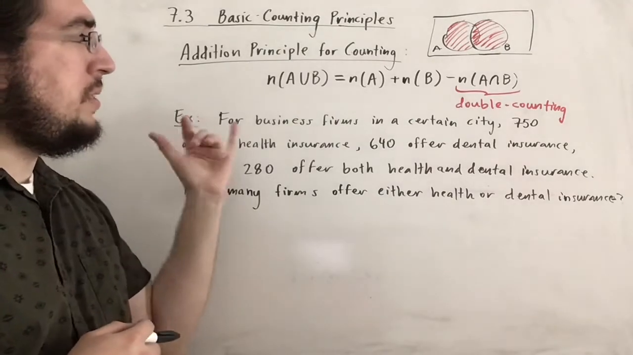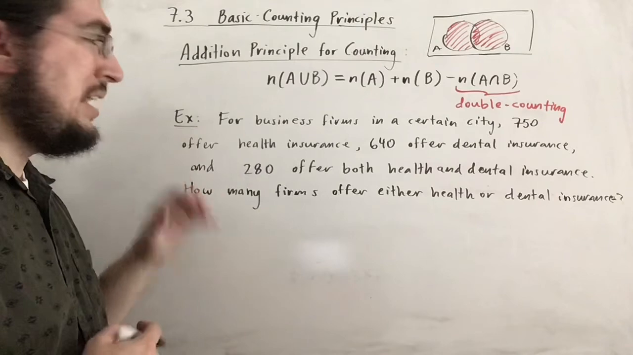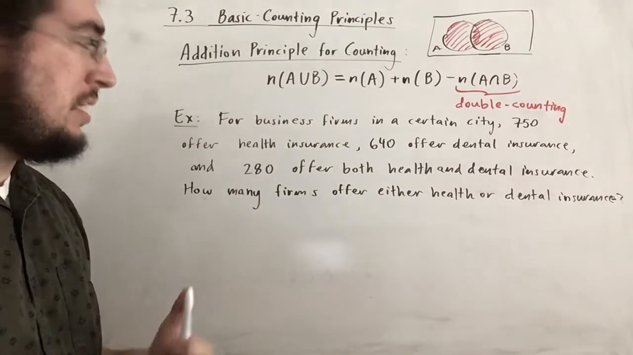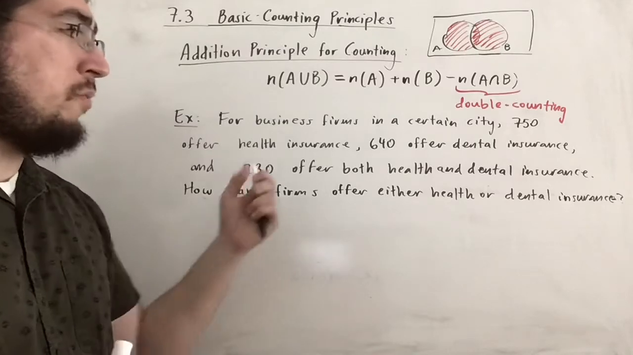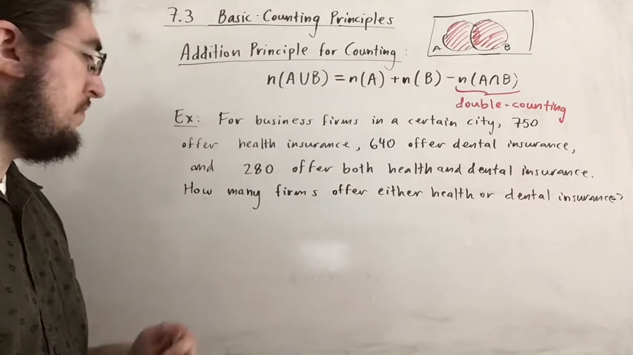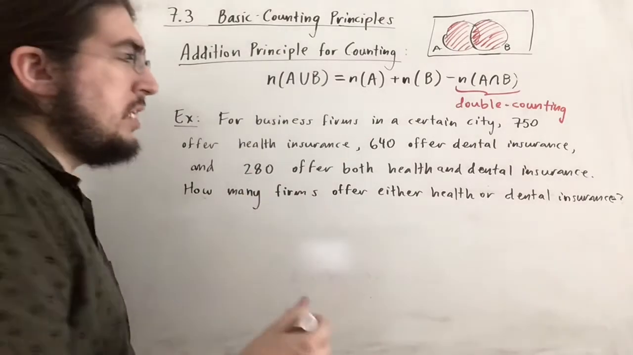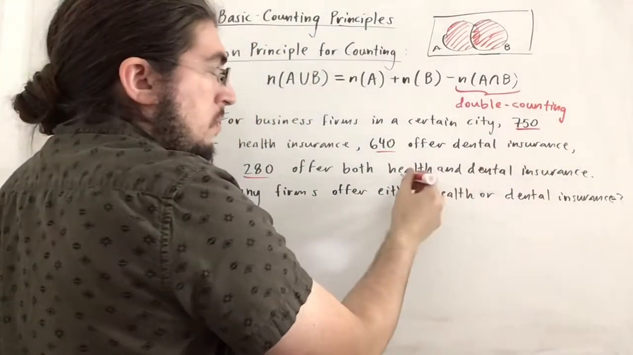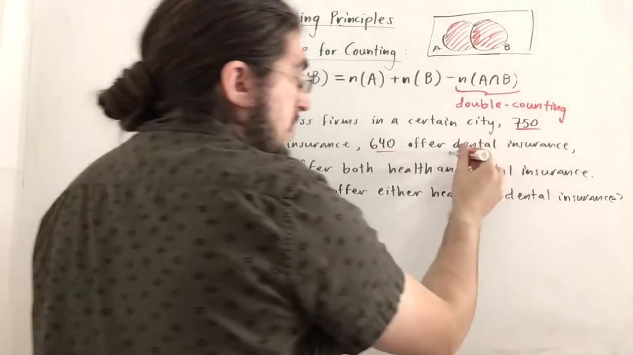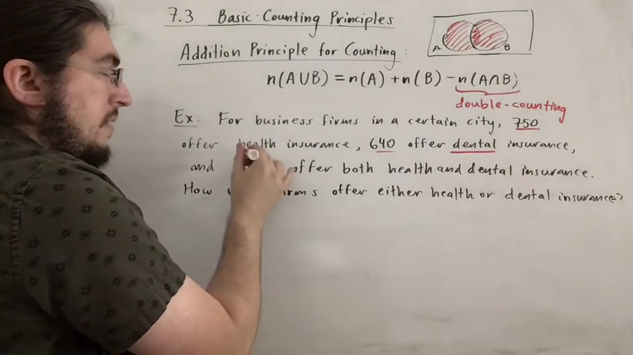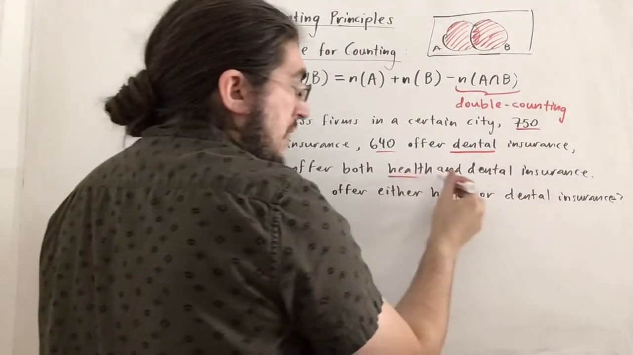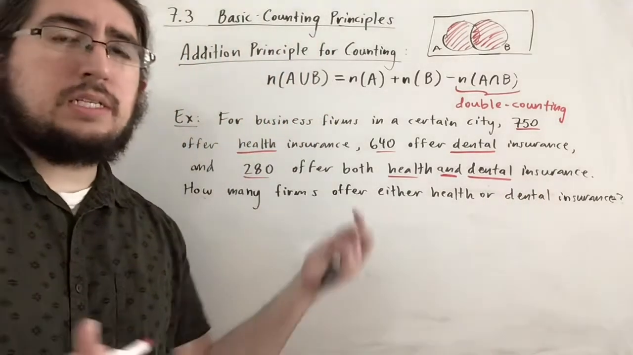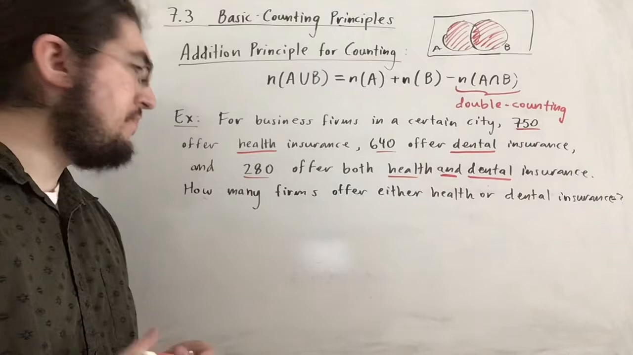So it says for business firms in a certain city, 750 offer health insurance, 640 offer dental insurance, and 280 offer both health and dental insurance. Okay, so there are some key words here. Of course, these are the three numbers I was talking about. And well, we have these two types of things. We have dental, we have health, and we have health and dental. And reminds me of intersection, so this is the intersection of the two basically.